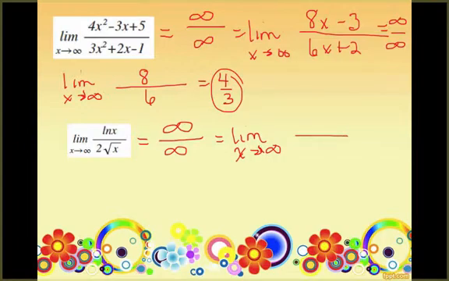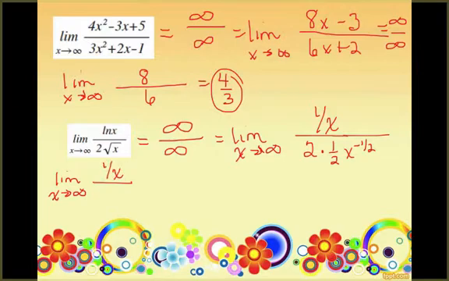So if I take the derivative of the numerator, I get 1 over x. In the denominator, I have 2 times the derivative of x to the 1/2, which is 1/2 x to the negative 1/2. But that's going to give me, now let's make sure we leave ourselves plenty of room here, the limit as x approaches infinity of 1 over x. And then the 2 and the 1/2 will cancel each other, and I get 1 over the square root of x.